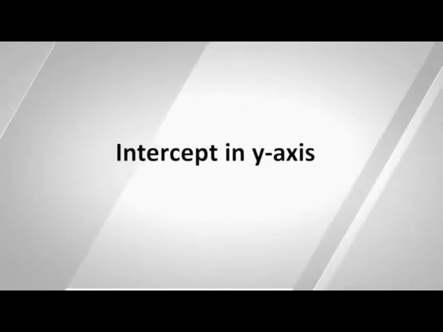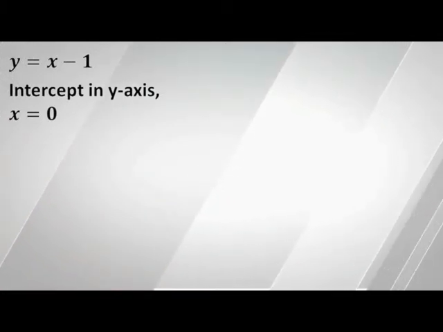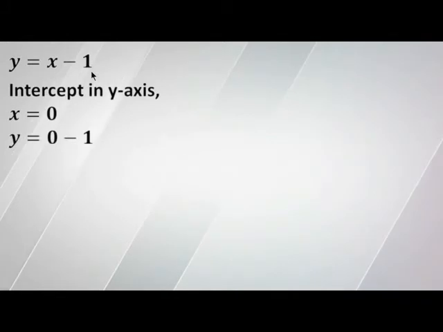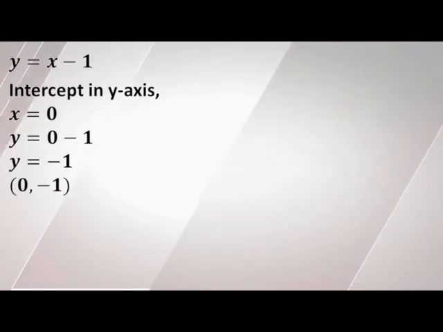Now we're going to find the intercept in the y-axis. For example, y equal to x minus 1. This is the rule or the equation of a straight line. Now we're going to find the intercept in the y-axis of this equation. Intercept in the y-axis means x always equal to 0. Remember, intercept in the y-axis, x is always equal to 0. So we substitute the value of x equal to 0 into this equation. You'll find that the value of y equal to negative 1. So the coordinate of the intercept in the y-axis is (0, negative 1).